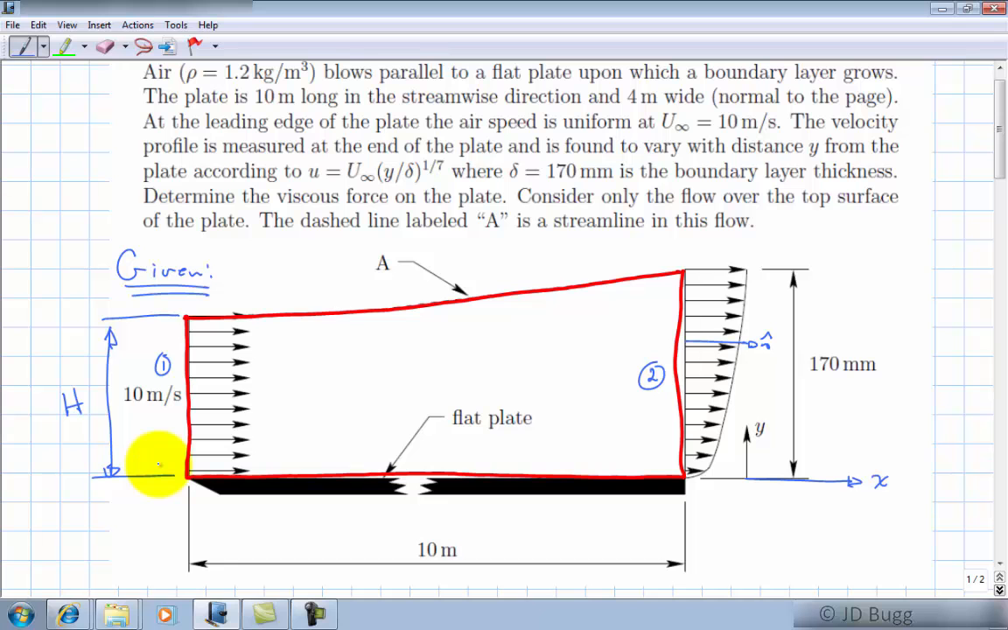Okay. Well, if we take a look at this, one conservation law that we haven't used yet is conservation of mass. So we know this distance, 170 millimeters, and we know an equation for this velocity profile, so we can calculate the mass flow rate out of there. Because this is a streamline, we know there's no mass flow across it. So that'll allow us to calculate the height of this. So conservation of mass is the thing that is going to give us this h.